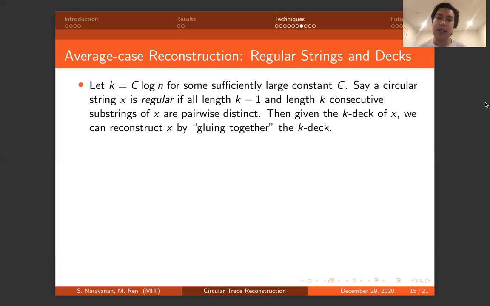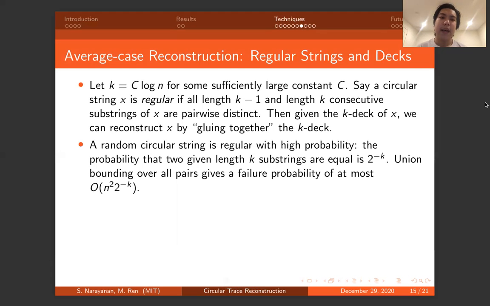The way this works is we take an arbitrary element of the k-deck and look at the last k minus 1 bits of this string. There is a unique string in the k-deck that begins with these k minus 1 elements. So we can glue these two strings together and keep going until we recover the whole string.